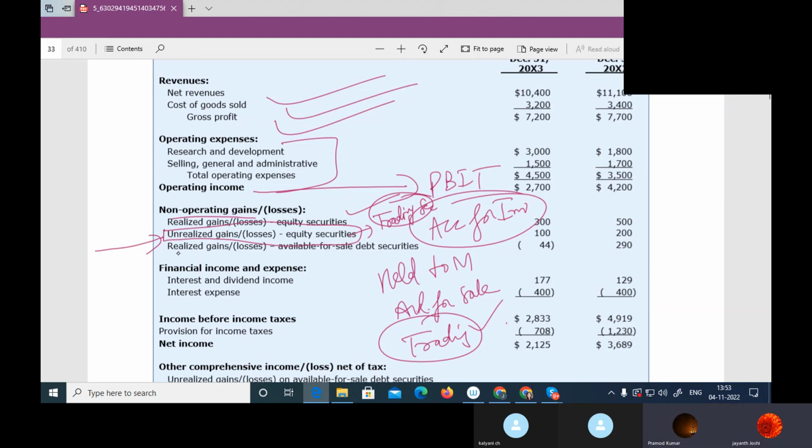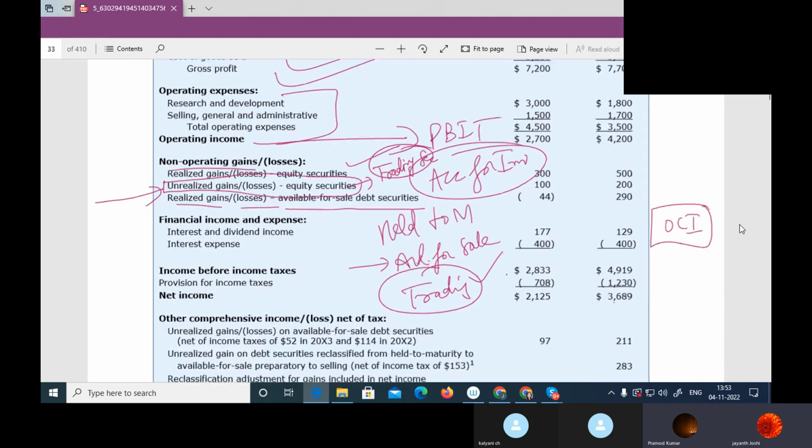But only realized gains or losses from available for sale debt securities should be shown in the statement of profit or loss. But if I speak about available for sale securities, any unrealized income should be shown in OCI. Why? Because the intention is to hold it for 4 to 5 years, and you're not going to sell it sooner. You're going to sell it later, so you will show that. And what I explained you can see at this point here.